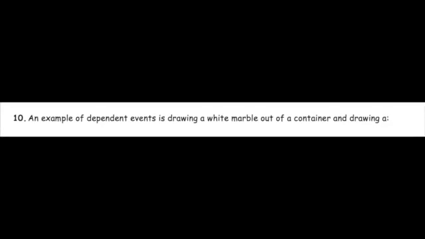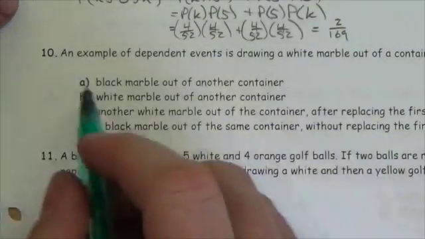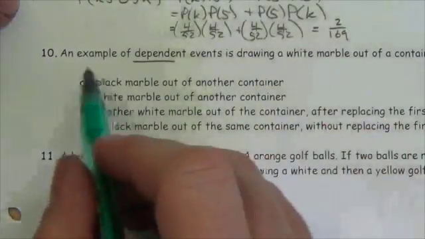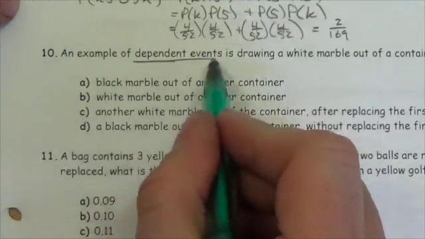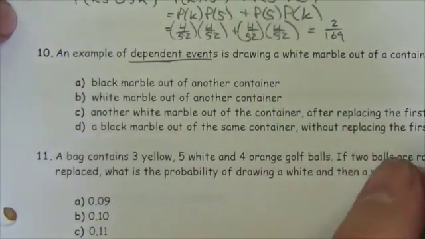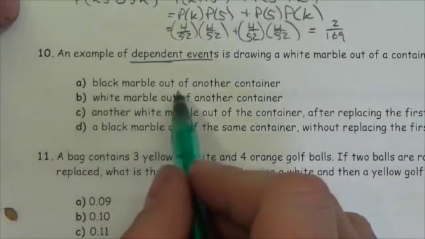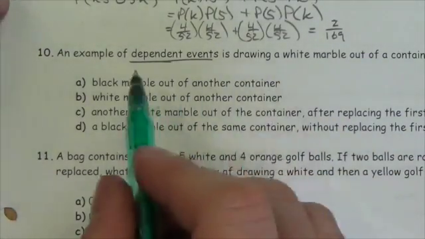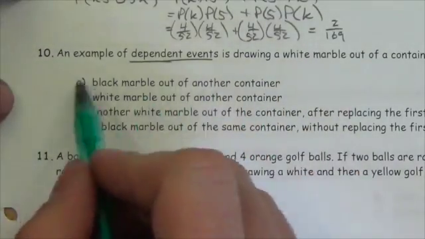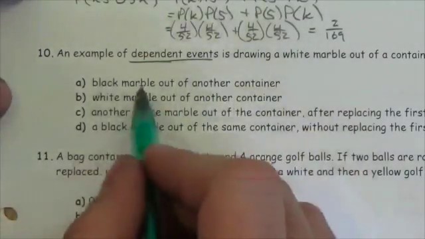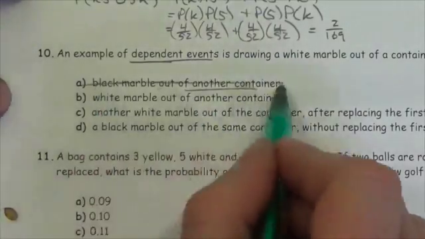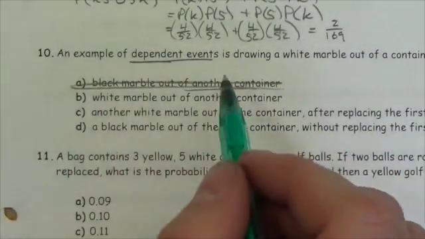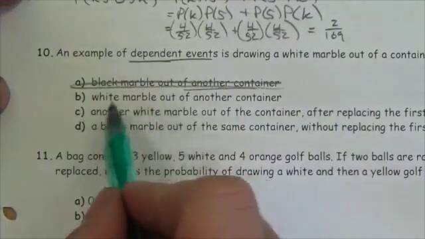An example of dependent events would be drawing a white marble out of a container and then drawing which of the following. Okay, so let's put this together here. So we're looking for a dependent event. Okay, we draw a white marble out of a container and drawing a black marble out of another container. Okay, so would those have an impact? Would drawing the white marble affect the probability or the sample space for drawing the black marble out of another container? No, that's not it. I'm looking for dependent.